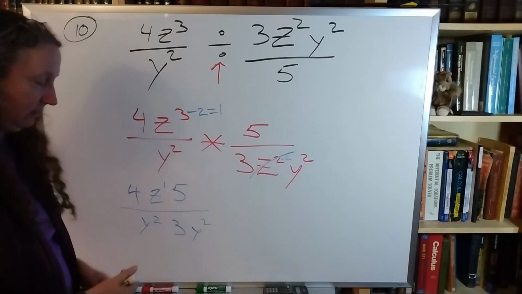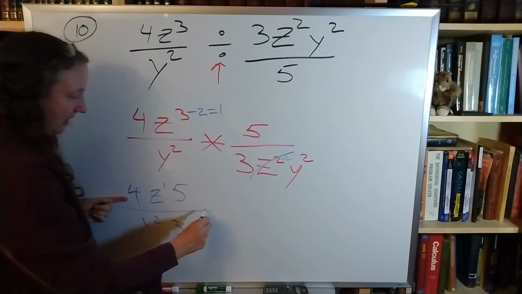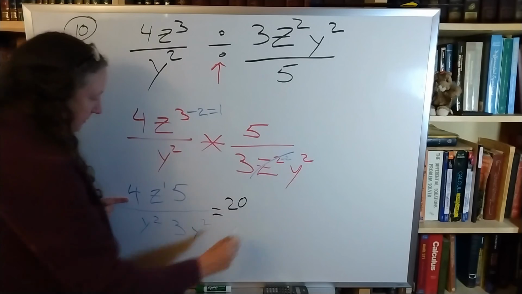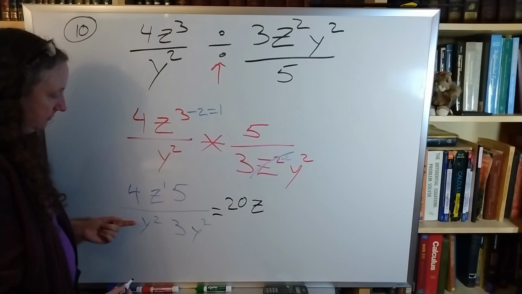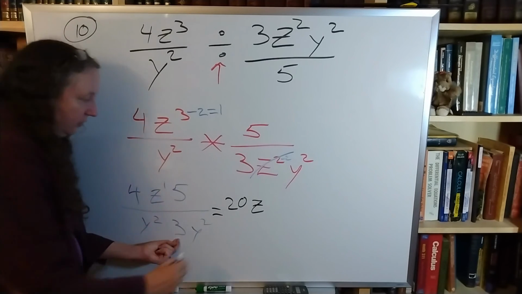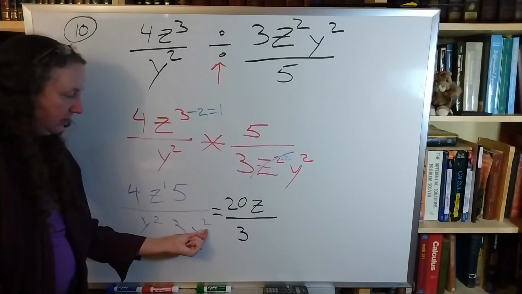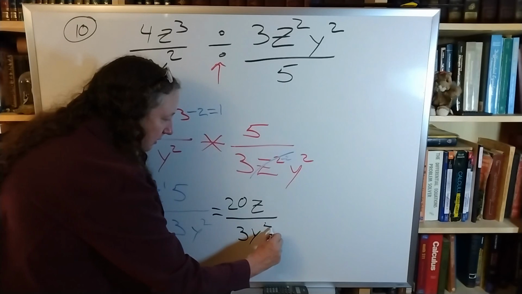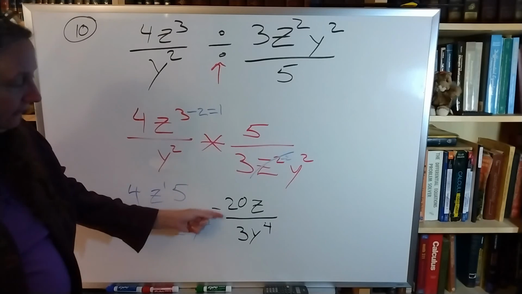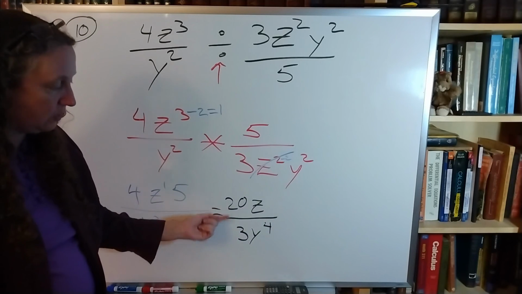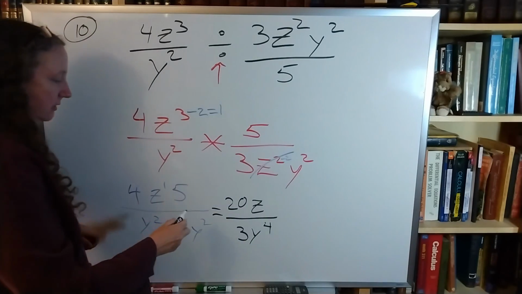Now I need to combine my factors into more simplified work. So I have 4 times 5 is 20, z. I don't need to write the 1. Numbers come first, so 3. Y to the 2 plus 2 is 4. Double check that. Is there anything else I can factor out of that? 20 and 3, nope. Z, Y, they're different letters. That is done. There is my answer.